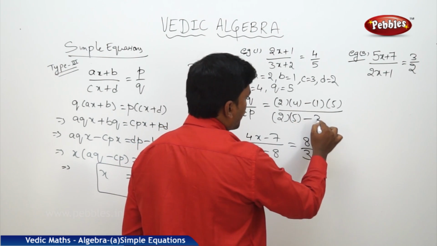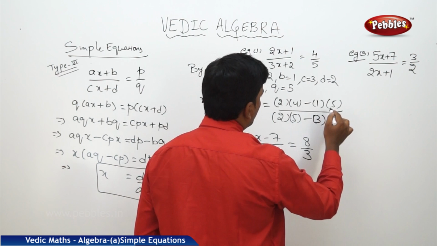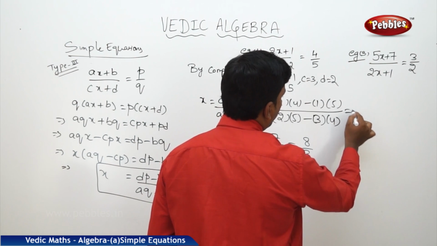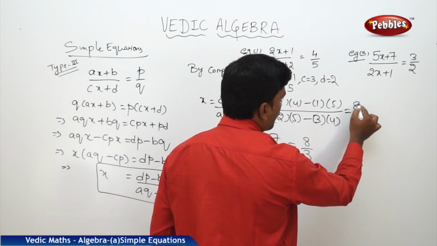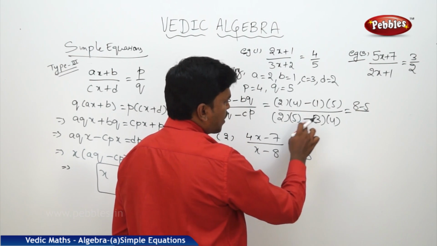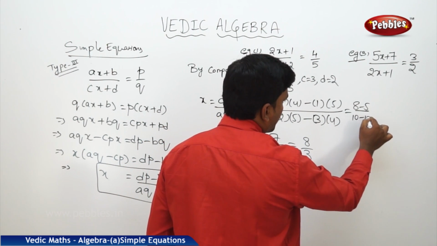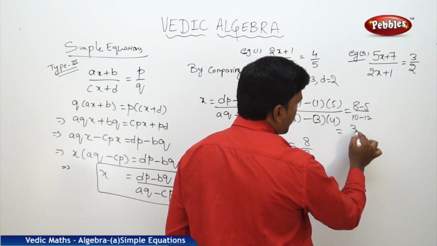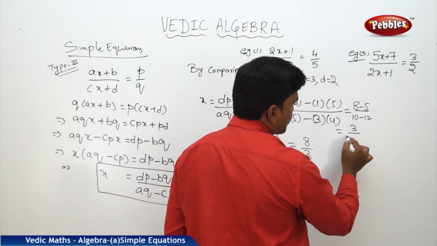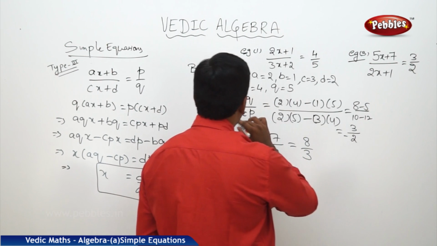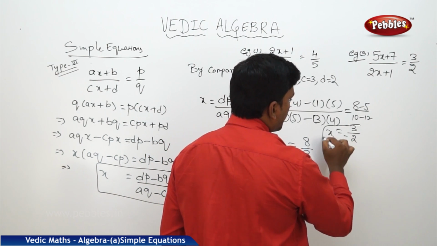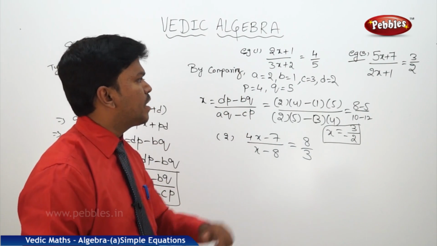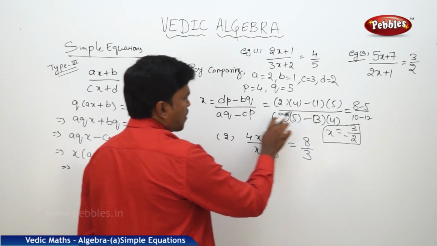Minus C value 3 and P value it's 4. Now, simply you tell me what is the answer we are going to get. 2 4s are 8, 8 minus 5, 1 5s are 5, 8 minus 5 by 2 5s are 10, 3 4s are 12. So, 10 minus 12. So, how much will we get here? This is equal to 8 minus 5 is 3 by 10 minus 12 is minus 2. So our answer is finally x value, how much are you going to get here? x value equal to minus 3 by 2. So we got x value as minus 3 by 2. Okay, this is the step which we have to do.